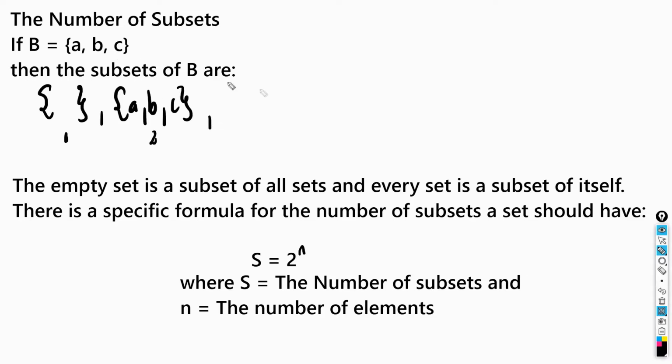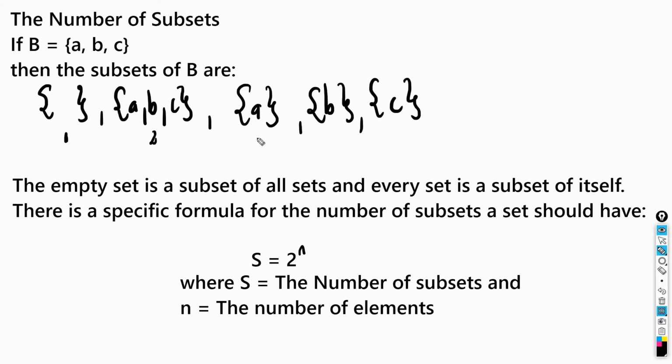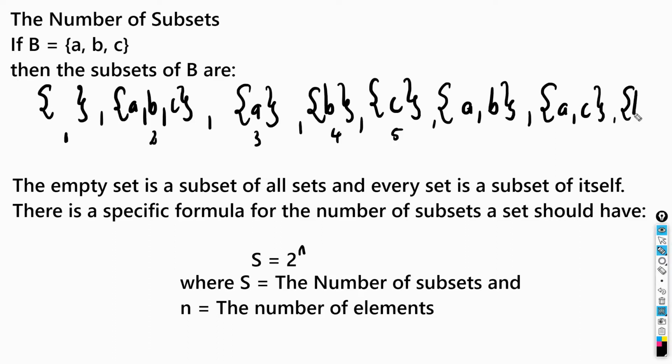And the next one is going to be just A alone, right? A alone should be a subset of this, {A, B, C}. So should B alone, right? And so should C alone. So that gives us 1, 2, 3, 4, 5 subsets. Then the next one would be A and B by itself, right? Then the next one would be A and C by itself. And then the next one would be B and C by itself. And that would be 6, 7, 8 subsets of this set {A, B, C}.